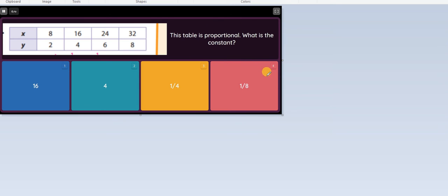You might miss this one the first time and select 4 because it looks like 2 times 4, 4 times 4, 6 times 4, 8 times 4 is the constant of proportionality. But remember, the constant of proportionality is found, and this is another question later that you're going to see, the constant is found when you take y and divide by x. That is our way of finding the constant. So you want to take the y value and then divide by the x value.